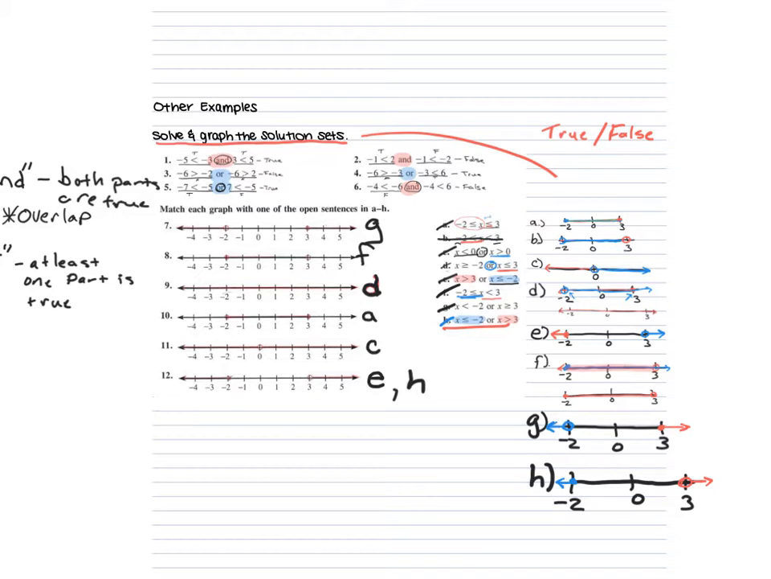Yes, sir? Would the quiz be like this? Very much like this. You could be expected to graph things, you might have to match things. I think it's easier to work from the right to the left, but you could work backwards too, as long as you can interpret this.